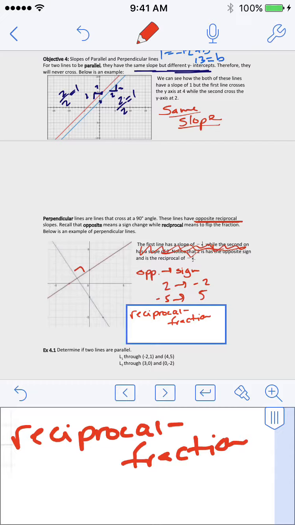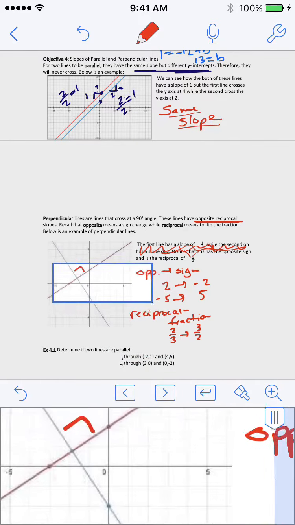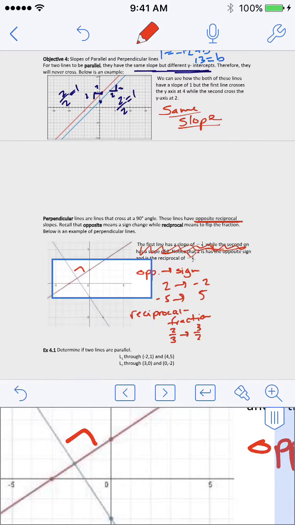So opposite, you switch the sign. Reciprocal, you flip the fraction. So for example, if you had 2, it would become 1/2. If you had 1/3, it would become 3. Or if you had something like 2/3, it would become 3/2, right? So you'd flip it just upside down. Perpendicular lines actually have both when it comes to their slope.